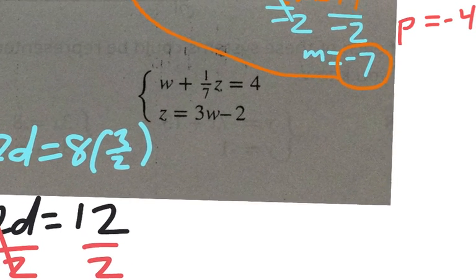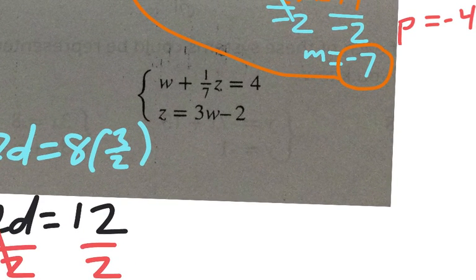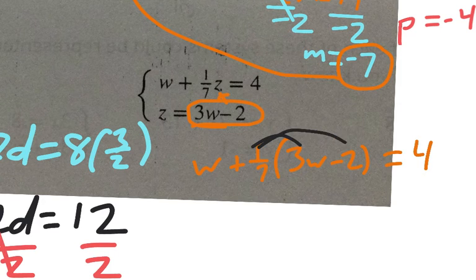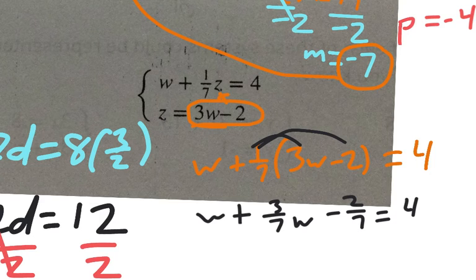And then the last one. It tells me z is 3w minus 2. So I'm going to plug that in for z in the first one. So that would be w plus 1/7 times z, which is 3w minus 2, equals 4. Distribute. That would be w plus 3/7 w minus 2/7 equals 4.